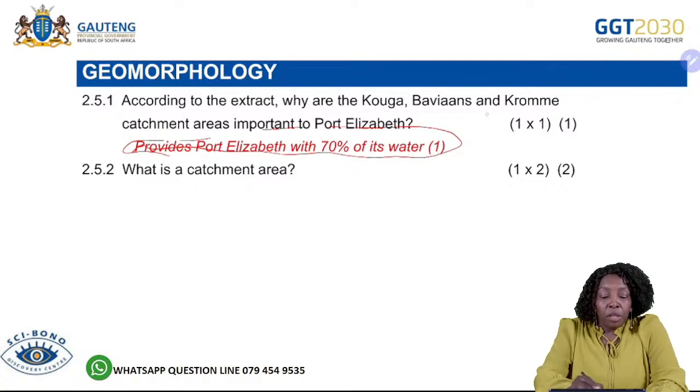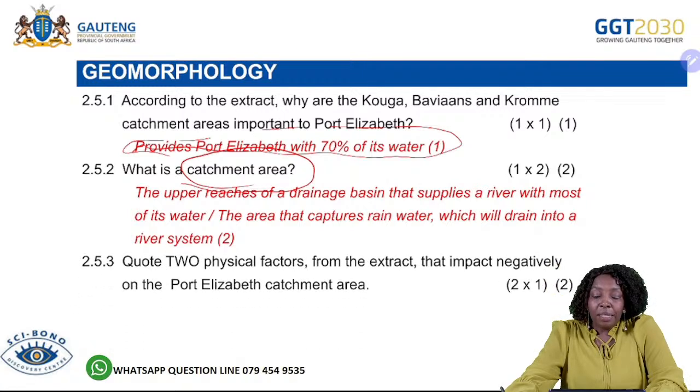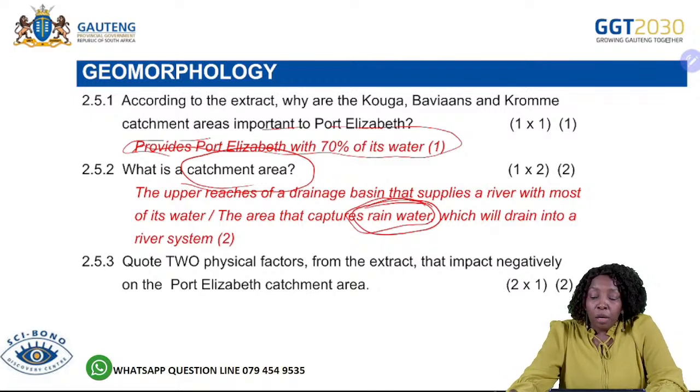And then the next question, what is a catchment area? This is a concept. You have to know and learn it by heart. It is the upper reaches of a drainage basin that supplies a river with most of its water. The area that captures the rainwater. So when rain falls, that area that captures the rainwater, we call it a catchment area.